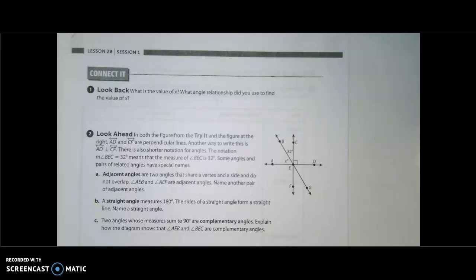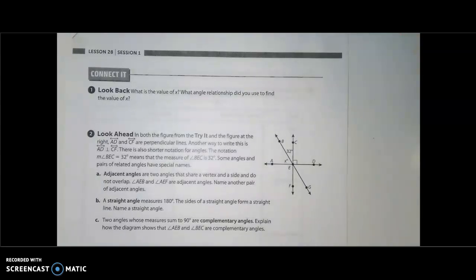Hi, 8th grade. So just realized that this wasn't very focused, so I'm going to focus that up. We're going to go over our Lesson 28, Session 1, or continuing on with finding missing angles, just bringing it up to more of an 8th grade level.